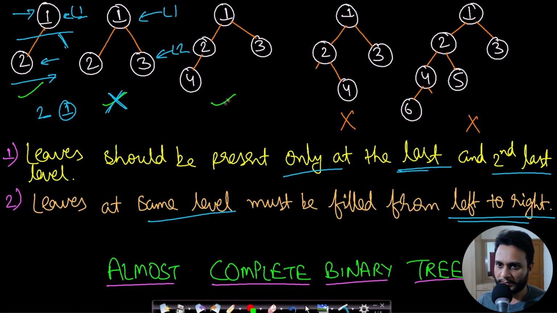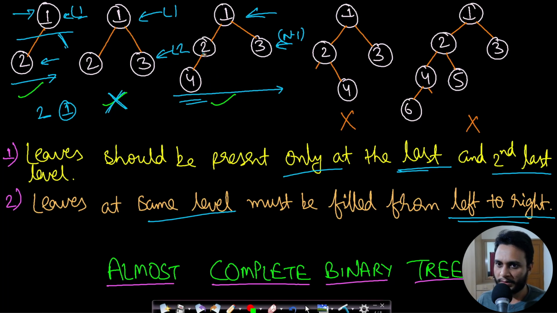In the third case, this will be an almost complete binary tree. Why is that? Because the first level is filled, and the second level is entirely filled. This is the n-1th level. Now this is the last level. At the last level, all the nodes need not be present, but the nodes should be present from left to right. Okay.